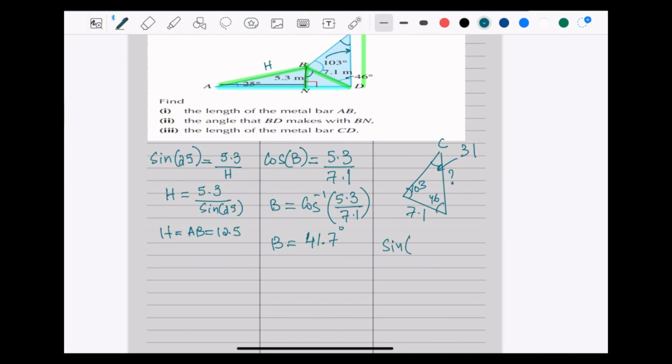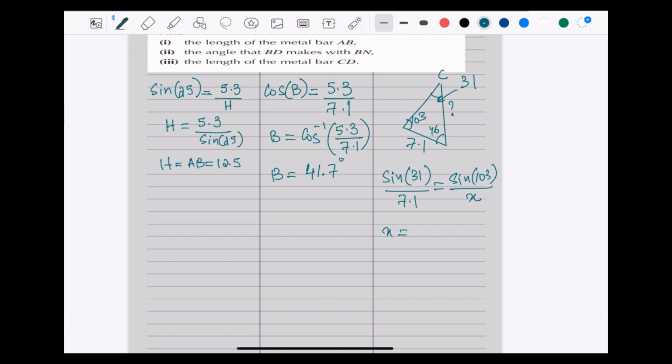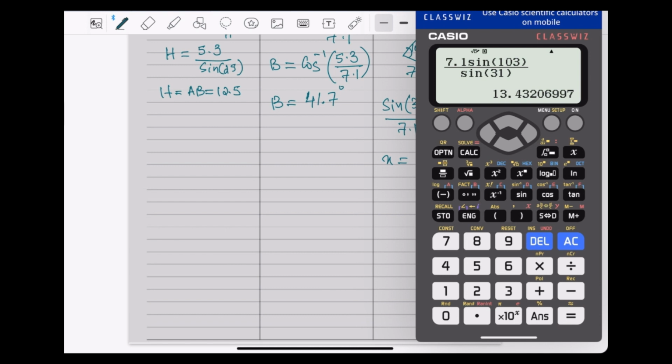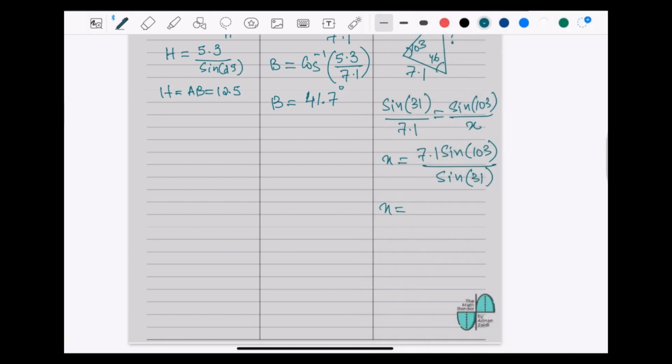So sine of angle 31 over 7.1 is equal to sine of 103 over x. And x is equal to 7.1 sine of 103 over sine of 31. So the length is 13.4.